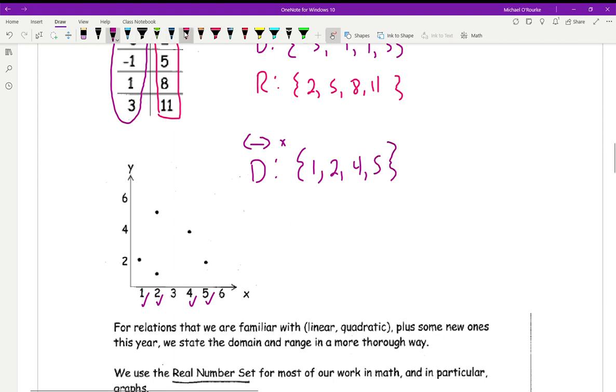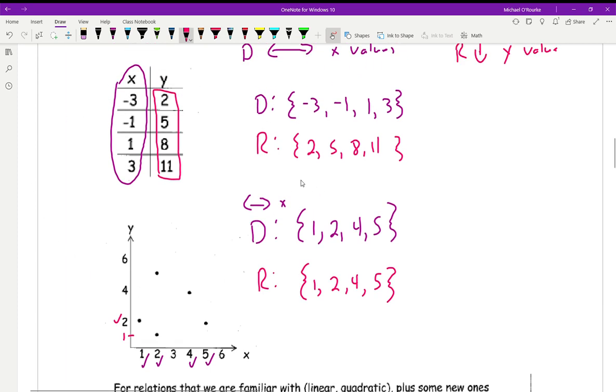Then our range is the exact same thing, but we're going vertical this time. So 1 has a dot. Once again, 2 has 2 dots, but we're only going to write it down once. 4 has a dot, and 5 has a dot. So if we have points, this is how we write it down.